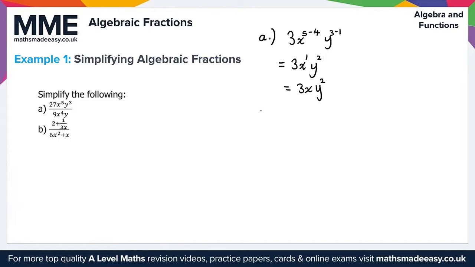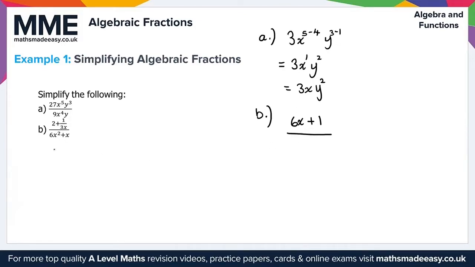And part B then, definitely more complicated than part A. We also have this fraction here in the numerator, which complicates things a tad. So first what I'm going to do is multiply through numerator and denominator by 3x. So we want to get rid of this fraction here in the numerator. So if we multiply through by 3x, we get 2 times 3x, 6x, and 1 over 3x times 3x would give us 1. So our numerator now is 6x plus 1.